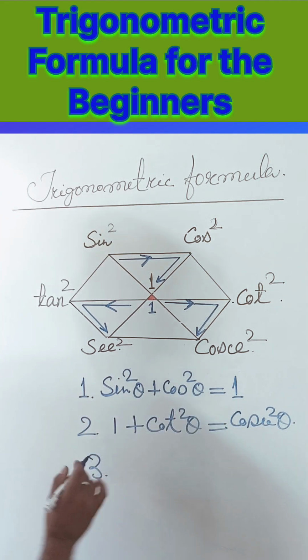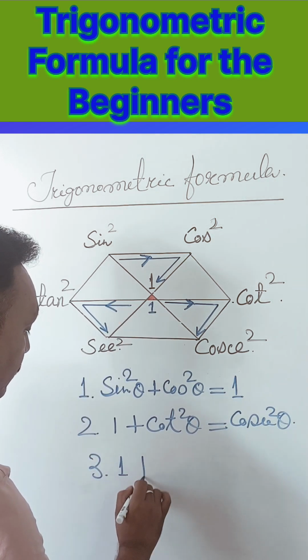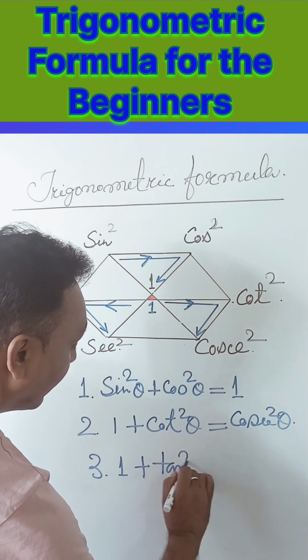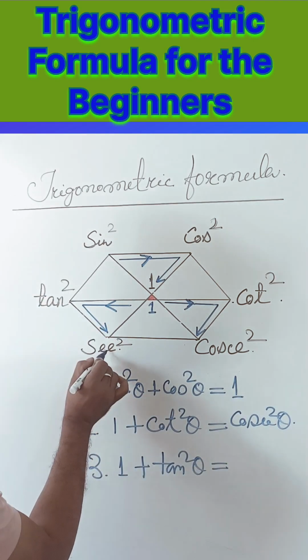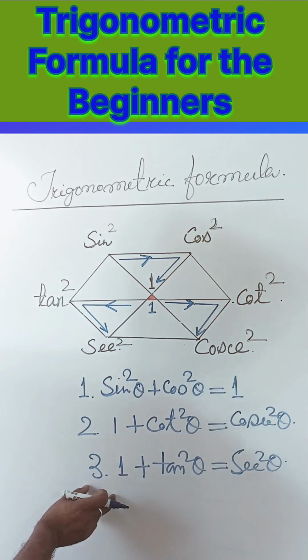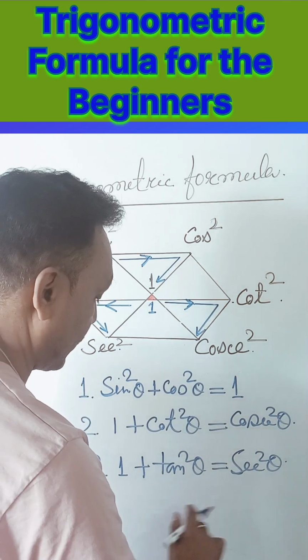Now the last one, see the diagram. It will start from 1. So 1, in between plus, it reaches tan first. So tan square theta. Then it ends at sec square theta. So write sec square theta. This is the third most important formula, that is 1 plus tan square theta is equal to sec square theta.